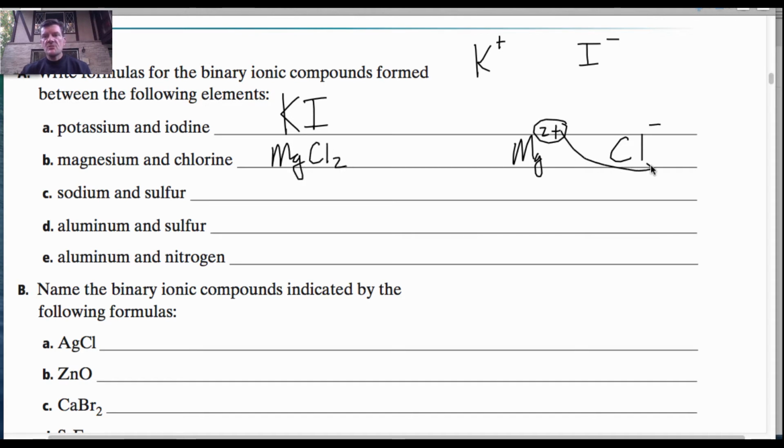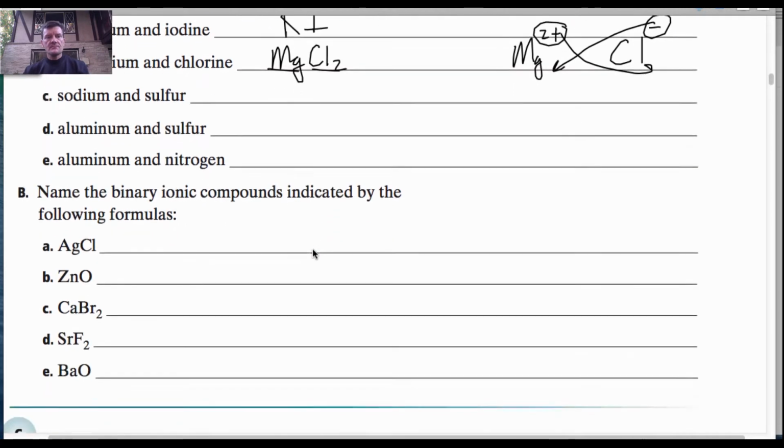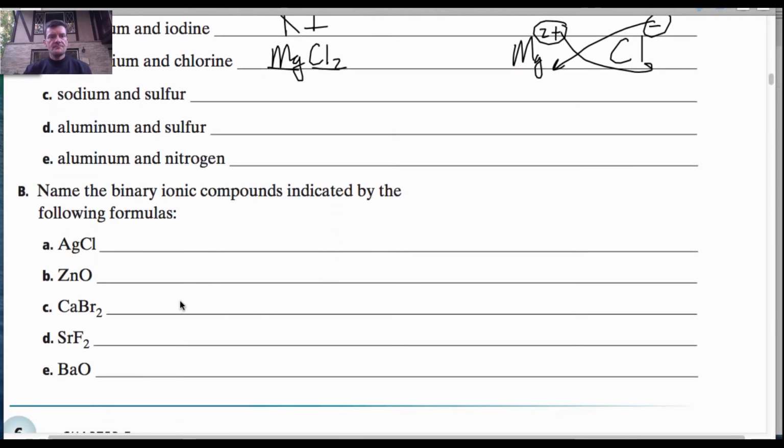Notice I'm going to need 2 of these and 1 of those, 1 of the magnesium. This is called magnesium chloride. The ending of the nonmetal changes to IDE. Okay? Let's name a few. Let me do one more.